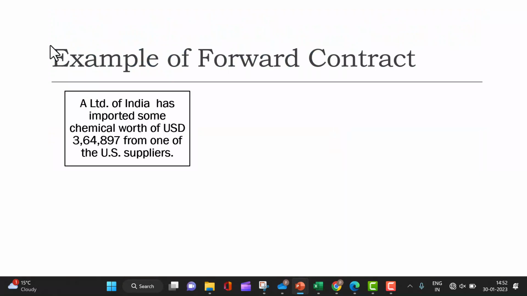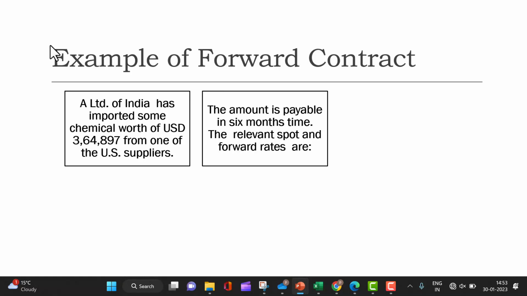Now let's take a very simple example. Please understand here. A Limited of India has imported some chemicals worth rupees 25,64,897 from one of the US suppliers. They have imported some goods and they are going to make a payment of $3,64,000. Very simple, you can answer it. The amount is payable in 6 months' time.